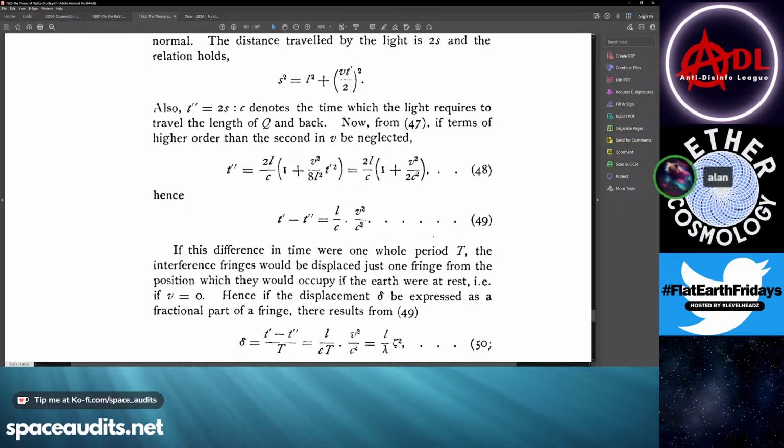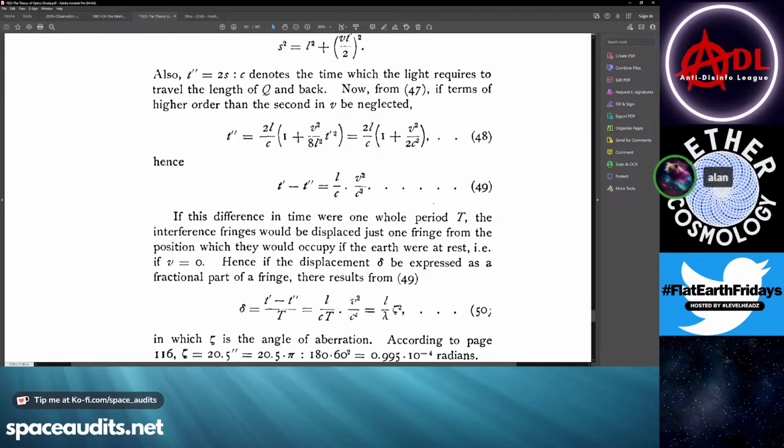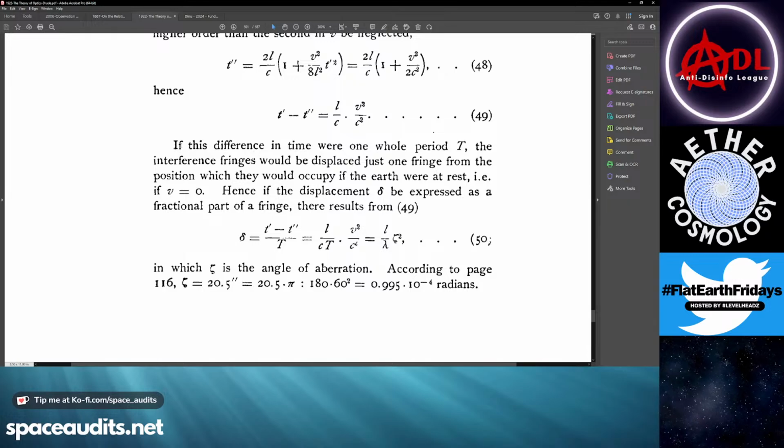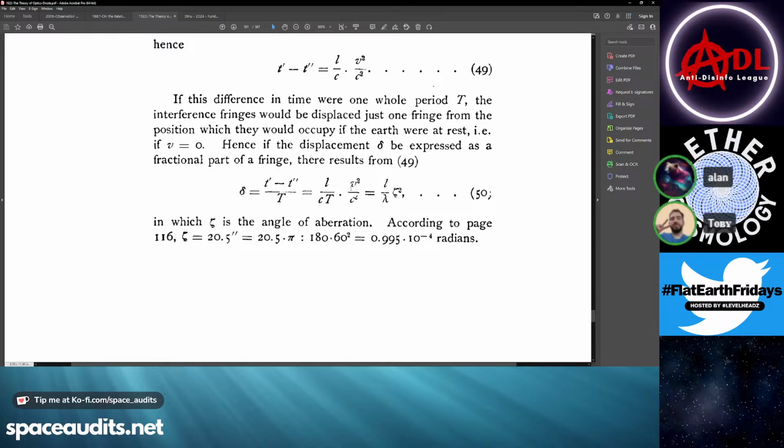Now from 47, if the terms higher than the second order in v are neglected, we get equation 49 for T prime minus T double prime. If this difference in time were one period T, the interference fringes would be displaced just one fringe from the position which they would occupy if the Earth were at rest, i.e., if v equals 0. Hence, if the displacement delta is expressed as a fractional part of the fringe, the result would be equation 49, where delta equals all of that.